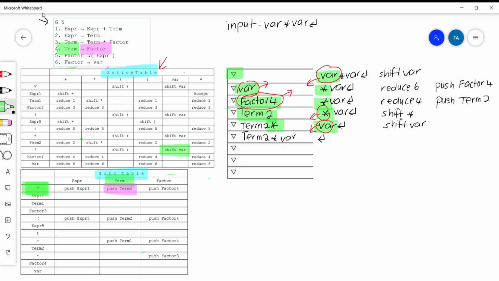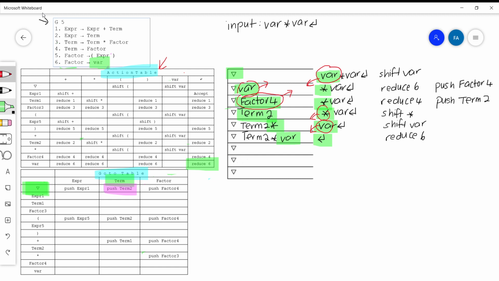Moving on, at the action table, we will now read var that meets with end marker. So var that meets with end marker will read as reduce 6. So let's write reduce 6 here. And since this is a reduce operation, we need to look at our grammar. Rule number 6. So at rule number 6, look on the right side of rule 6. On the right side of rule 6 is var.